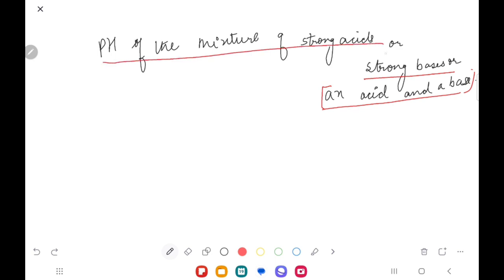So we are talking about the pH of the mixture of strong acid or strong base. That's what we are supposed to find out today. Now, it's very simple here. What is happening right here? Just see.